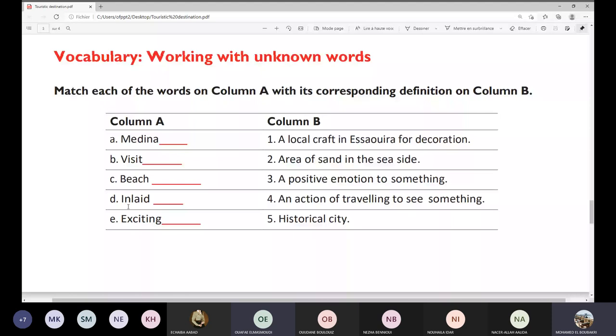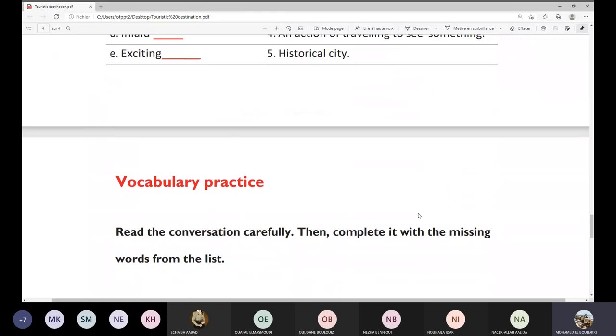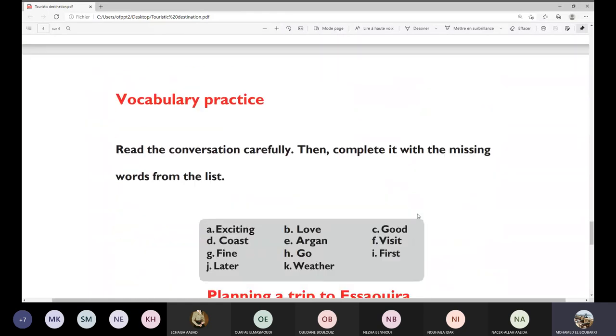That's correct. And I told you already that ilid is a kind of wood that is very common in the city, from which, of course, some very distinguished, highly distinguished tables and chairs are produced. And also, of course, some other items like chess boards and some other souvenirs used by tourists. That's good job. By the way, the ilid is very common in the area. The coming one, exciting. Exciting is a positive emotion to something. Yes, excitement, feeling like happy that something happens. That's cool.